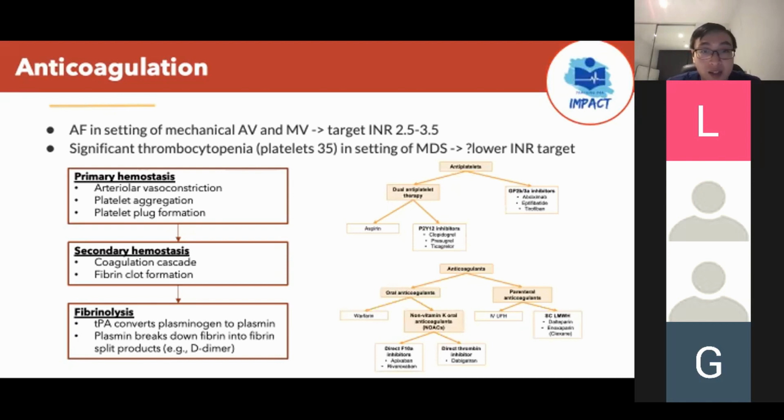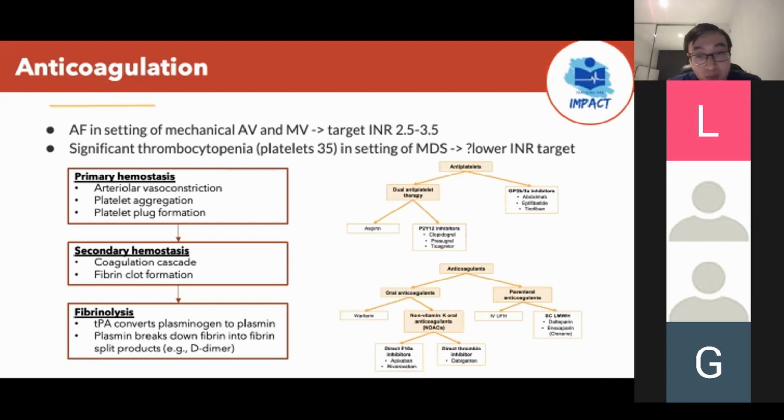And then the final step is fibrinolysis, which, as you know, involves tissue plasminogen activator, which converts plasminogen to plasmin. We have tissue plasminogen activator analogs such as alteplase that we use for fibrinolytic therapy. And the plasmin then breaks down the fibrin into fibrin split products such as D-dimer. Classically, after fibrinolysis, you get an elevated D-dimer. So back to our patient. Mr. EF has AF on a background of 2 mechanical heart valves.